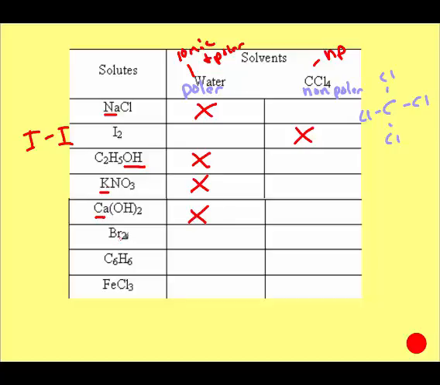Bromine is nonpolar, so it would dissolve better in CCl4. C6H6 only has carbon and hydrogen, therefore it's nonpolar. And FeCl3, we have a metal and nonmetal, so that's ionic, so it would dissolve in water better.